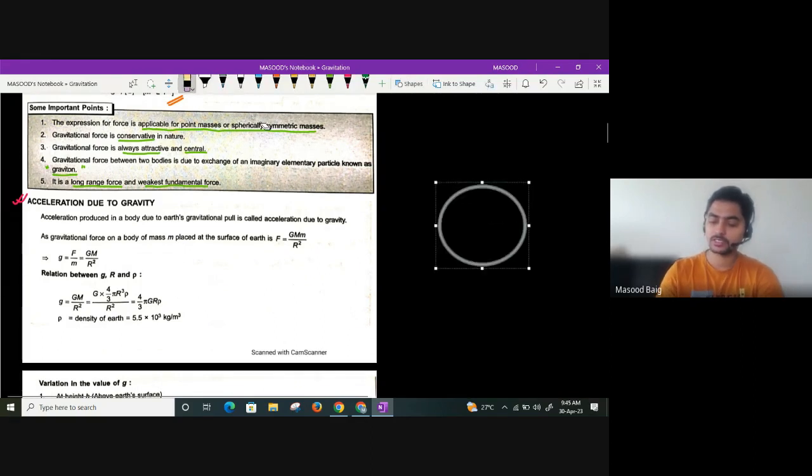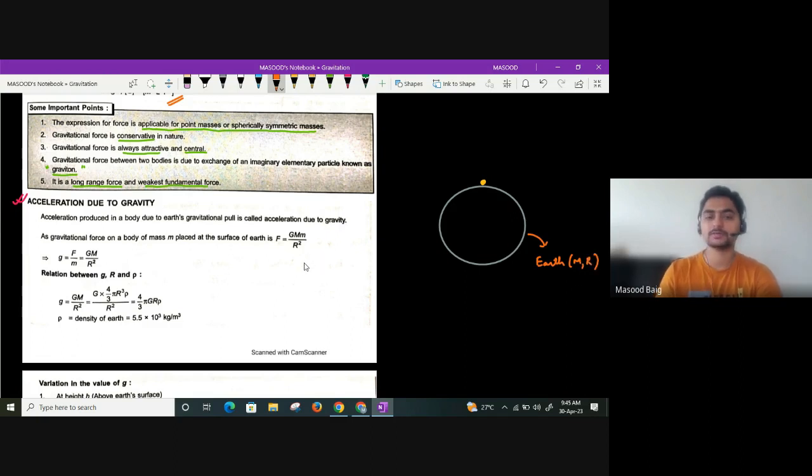We have something called the shell theorem, guys. So I am placing a mass on the surface of the earth. We have a theorem called the shell theorem. Let us consider the earth has mass M and radius R. What does this shell theorem state? Whenever an object, or you can consider whenever a point, is outside the sphere.